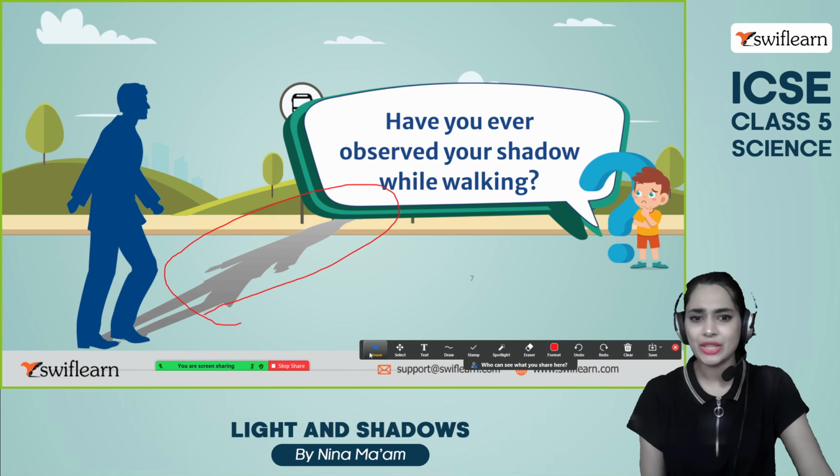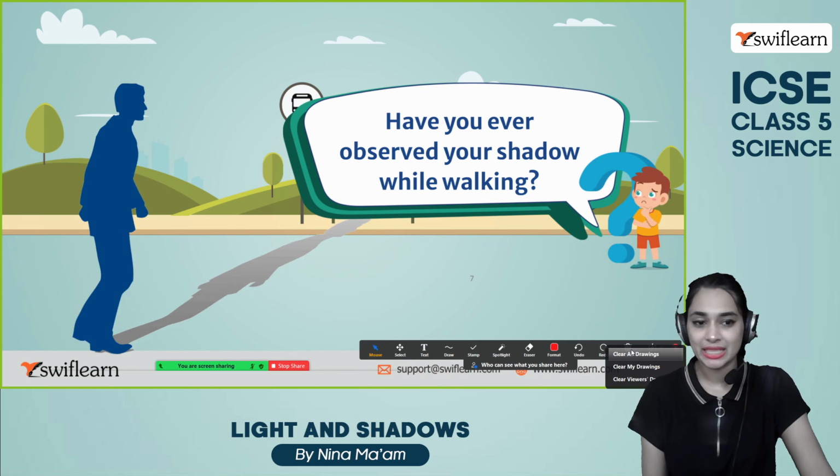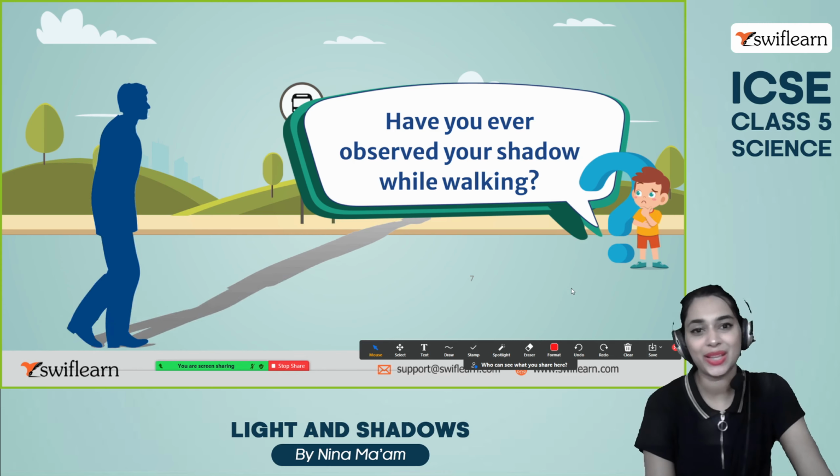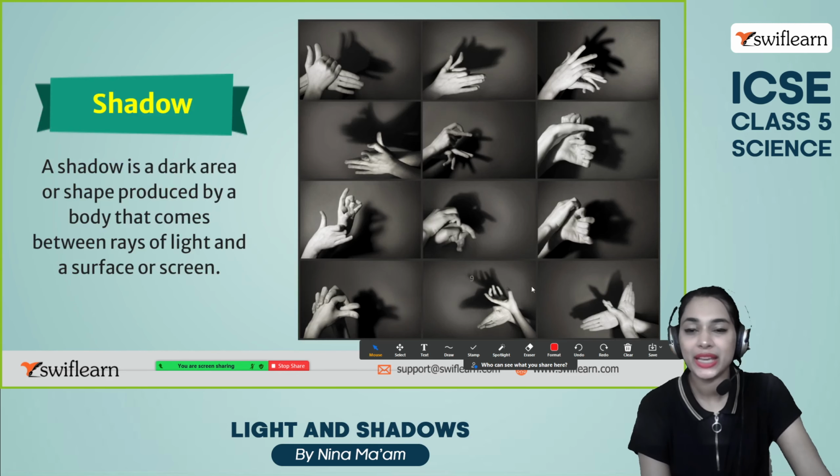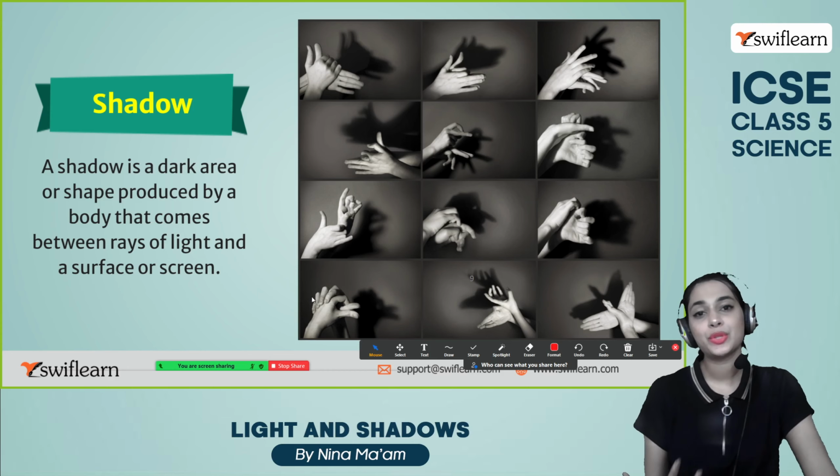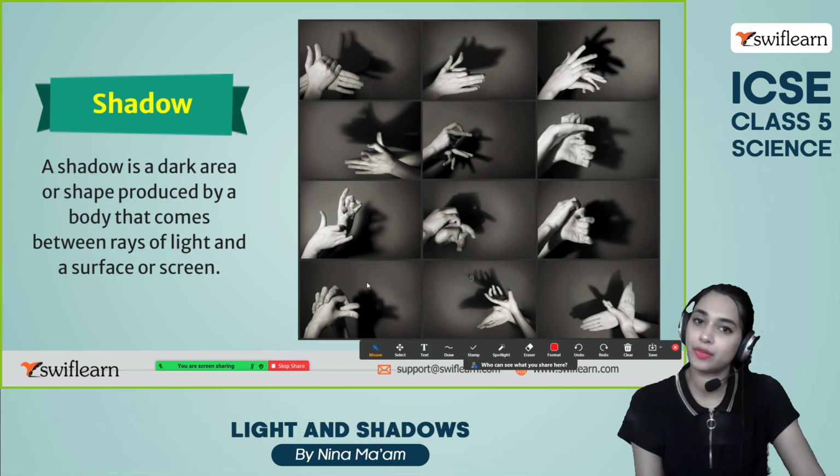So what is a shadow? What do you think? What is meant by a shadow? A shadow is a dark area or the shape produced by a body that comes between the rays of the light and the surface of the screen.